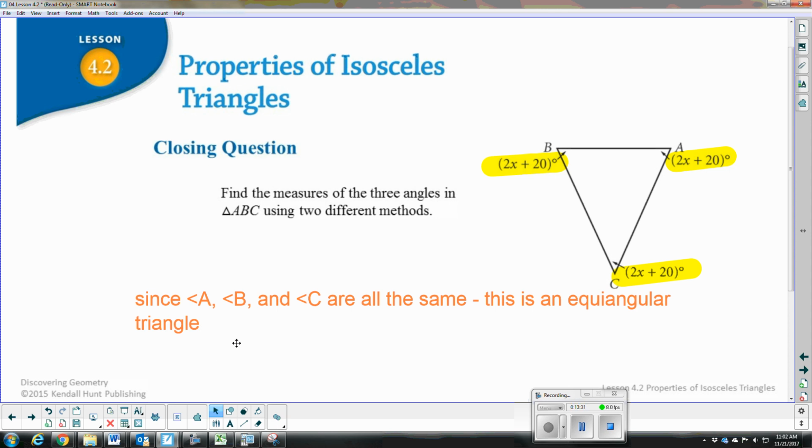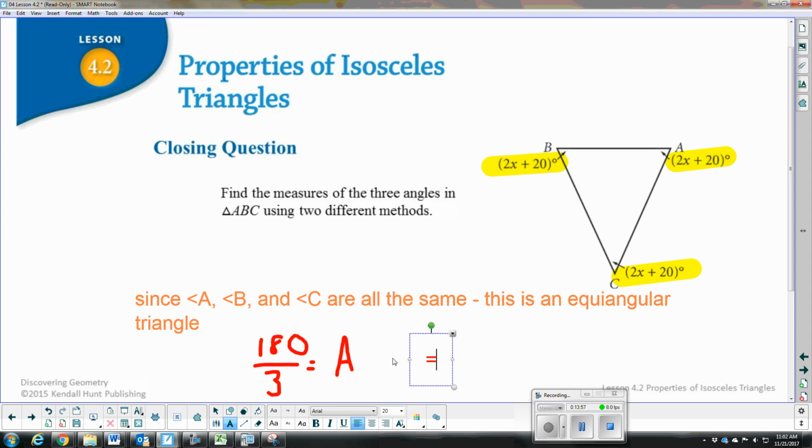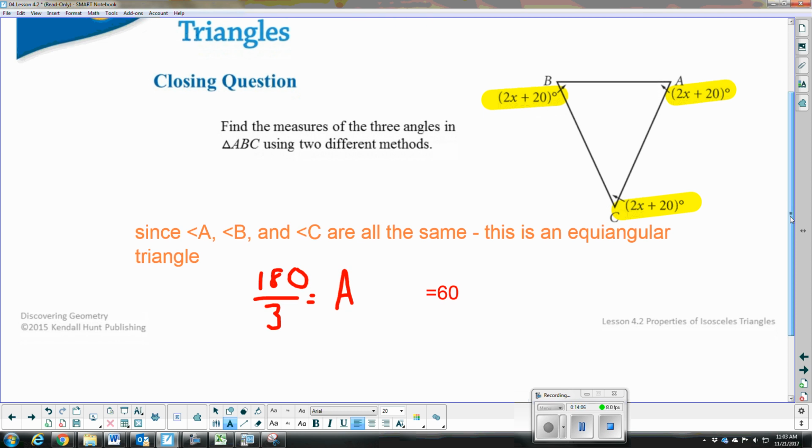So if they're all the same and the sum of the angles adds up to 180 degrees, we can simply say that 180 divided by 3 equals angle A, which is the same as angle B, which is the same as angle C. So that equals 60. So 60 degrees here, 60 here, 60 here.